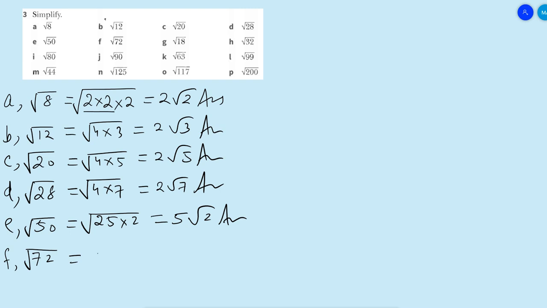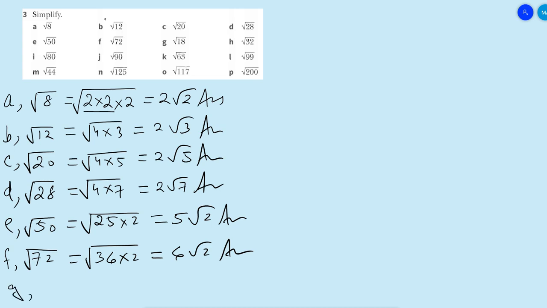9 8s are 72. 12 6s are 72. And this can also be right. 36 2s are 72, and the square root of 36 is 6. So if you have practice of tables, then you can easily solve each and every question.